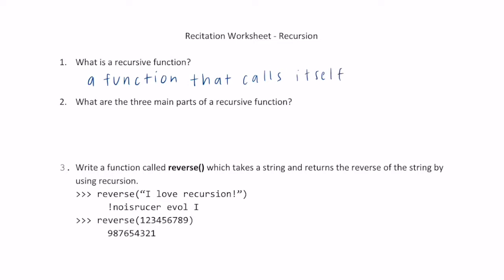So what are the 3 main parts of a recursive function? The first part is a base case. A base case is what allows us to terminate the recursion. This base case could be anything from an empty string or some other thing like an empty dictionary or the length of a string equaling 0.